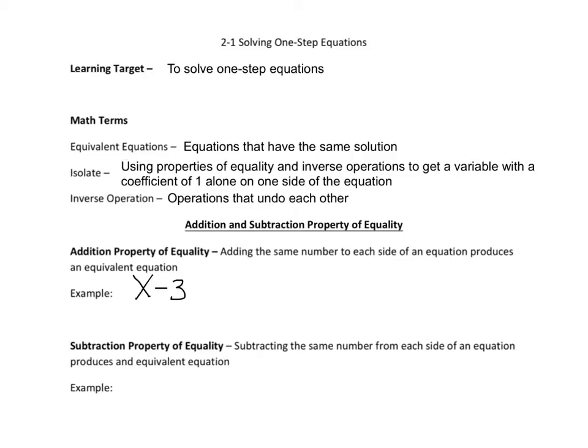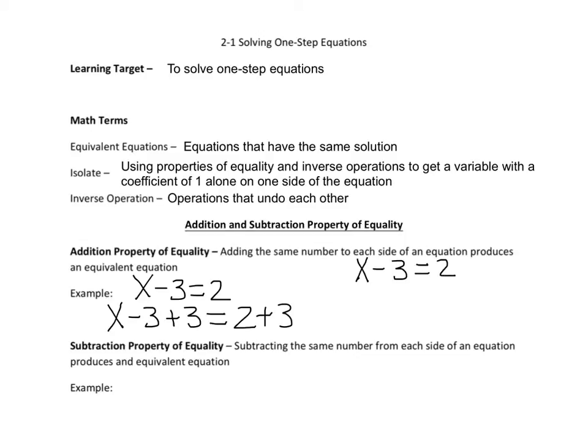x minus 3 equals 2. Well, the addition property of equality says that I can add anything to this equation as long as I add it to both sides. So x minus 3 plus 3 is okay as long as I do 2 plus 3 on the other side. I'm going to show you the same problem written in a different way that might be more familiar to you. When you go to solve equations, since it is x minus 3 equals 2, you always would add 3 to both sides. The reason that we're able to do that is because of the addition property of equality.